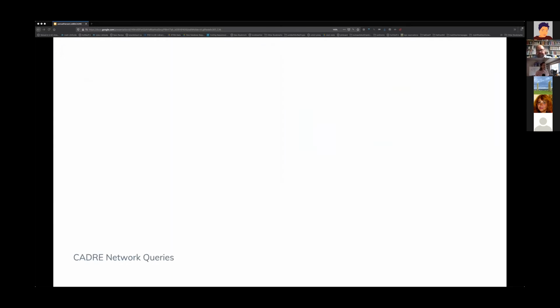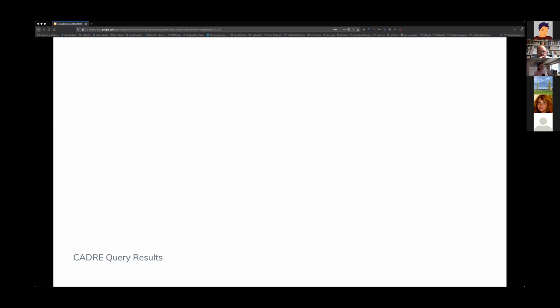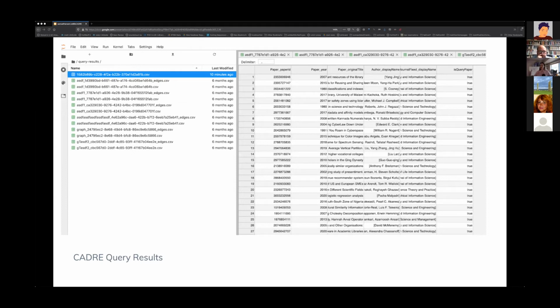You can also choose if you want to include the citation network graph or the reference network graph of the articles that come back. There is a limitation of 10,000 items in that graph just to deal with processing capabilities. If you need more than that, you can work directly with Cadre to get it. But on this sort of thing that everyone has access to, there does need to be some limiting on how much we hit their processors. Then you'll hit search and it will say processing and it will be done.